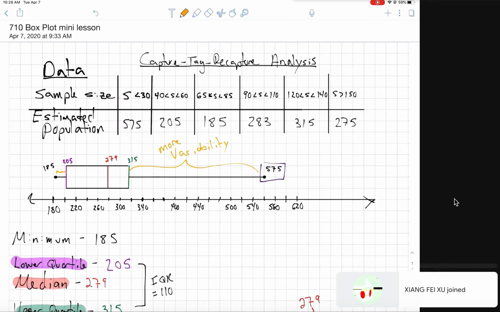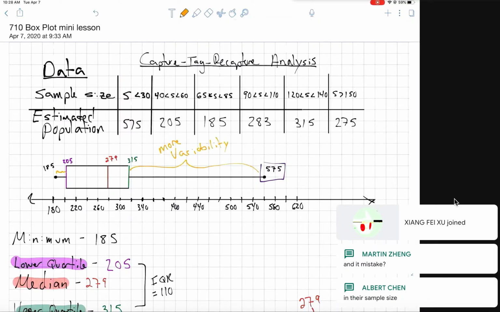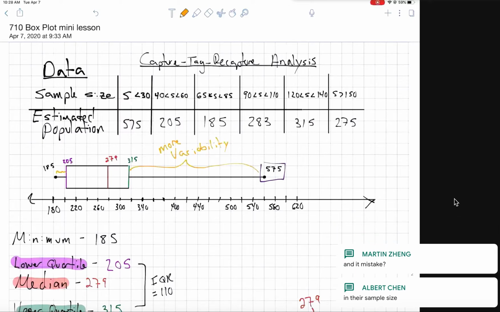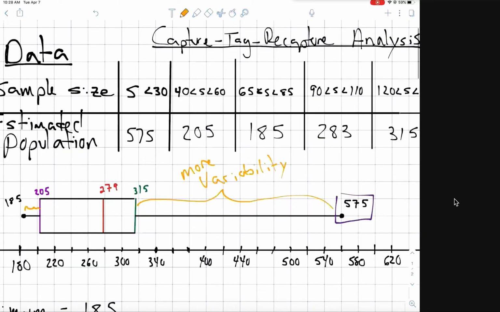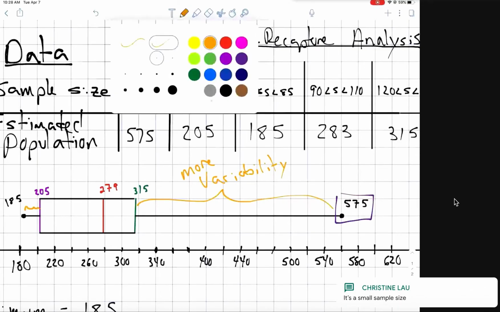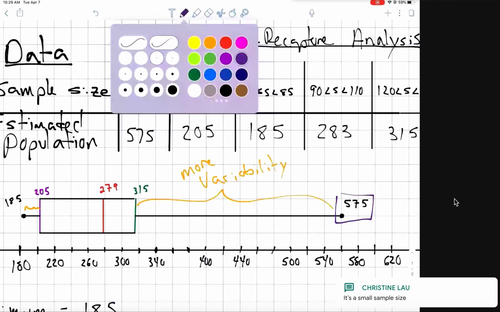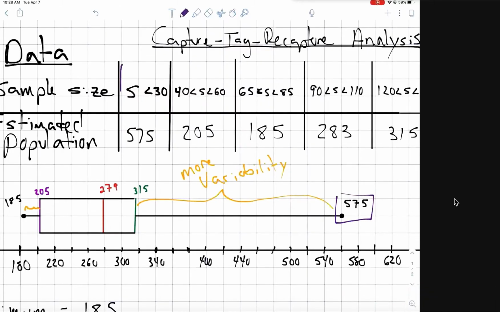If we look at the 6 experiments, why is one piece of data so far away in the sample size? Albert, what do you mean by the sample size? It's a small sample size. Christine, why is that important to think about, that this is a small sample size?